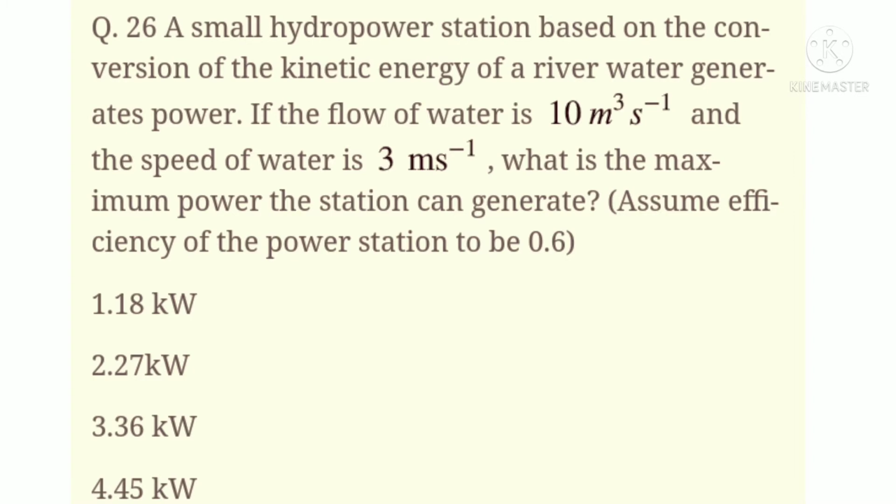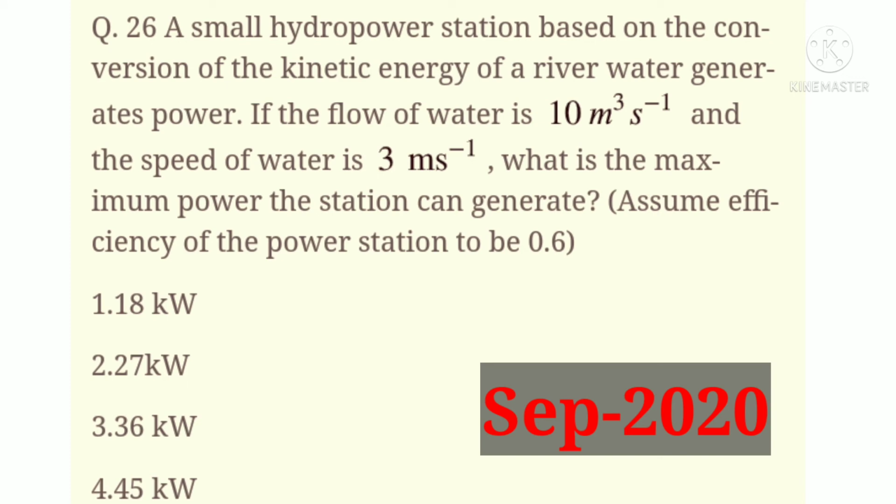Time for the last question. This question came in the year 2020 and the question is: a small hydropower station based on the conversion of the kinetic energy of a river water generates power. If the flow of water is 10 meter cube per second and the speed of water is 3 meter per second, then what is the maximum power the station can generate? And in this we have to take efficiency also, that is given 0.6.